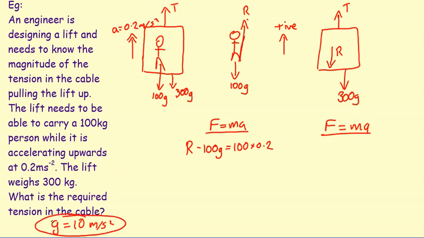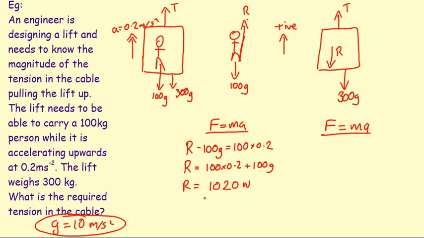This will give us a rough estimate, and we'll have to write our answer slightly differently at the end to accommodate. So here we're going to have R equals 100 times 0.2 plus 100 G. Type that into your calculator, and we're going to get R equals 1020 newtons.